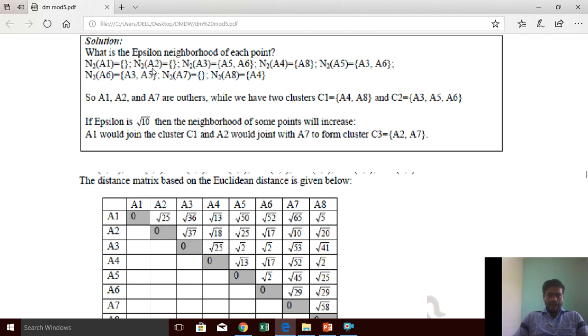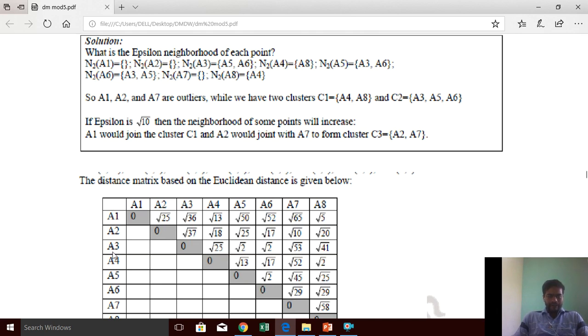Now take point A2. A2 to A2 is 0. A2 to A3 is root 37, then root 18, root 25, root 17, root 10 and root 20. So A2 also will not have any points within range. If I draw a circle for A2 with a radius of 2, all these points will lie outside the circle. So A2 will also be null.